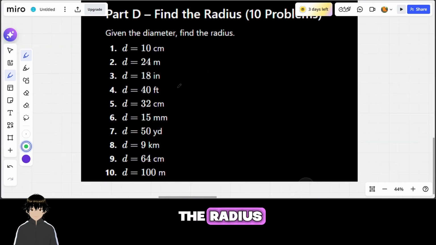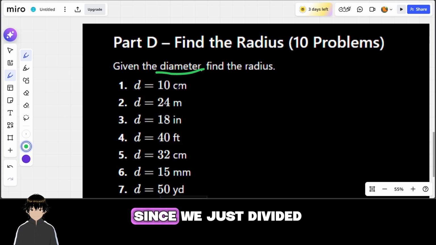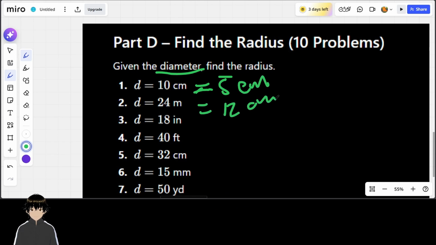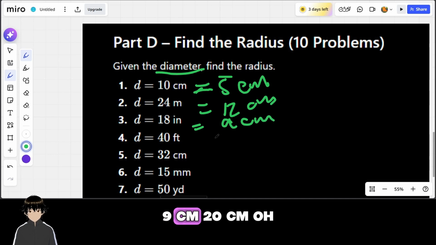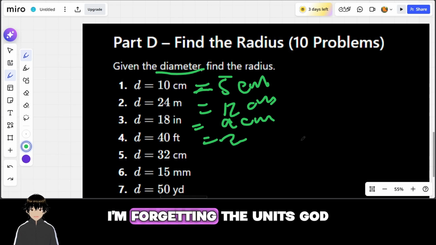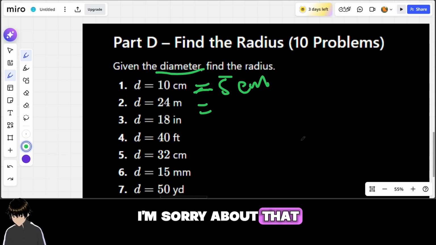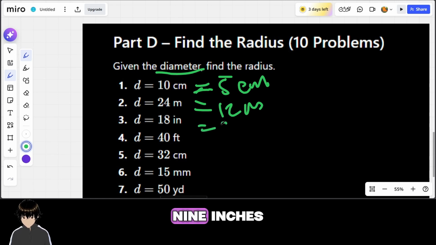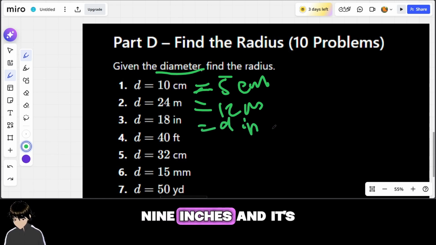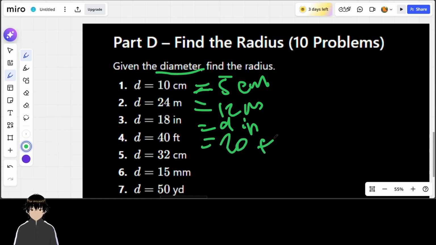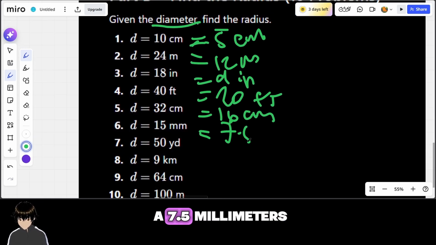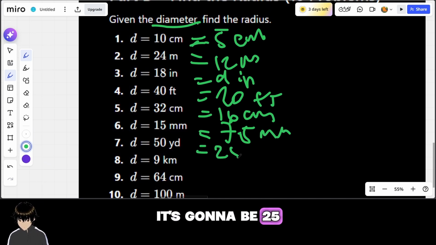So now we have the radius. So we just have to divide the diameter. Since this is the diameter, we just have to divide it. So we have 5 cm, 12 cm, 9 cm, 20 cm. I'm forgetting the units. I'm sorry about that. I'm getting a little bit ahead of myself. That's 12 meters. 9 inches. And that's going to be 20 feet. 16 centimeters. It's going to be 7.5 millimeters. And it's going to be 25 yards.